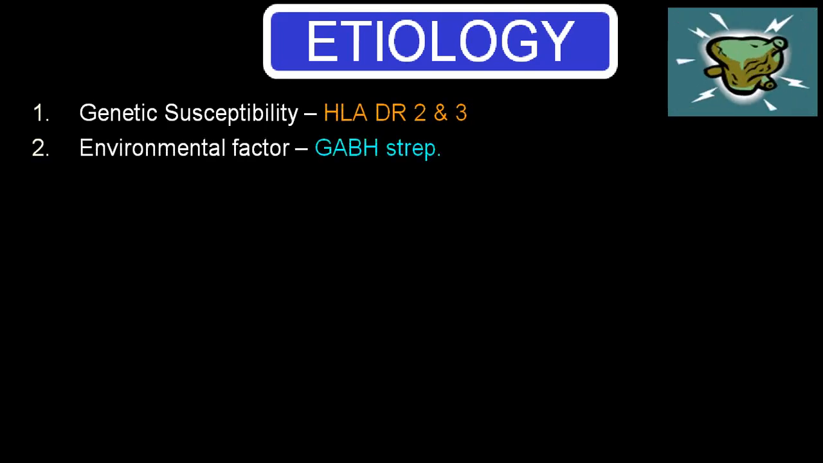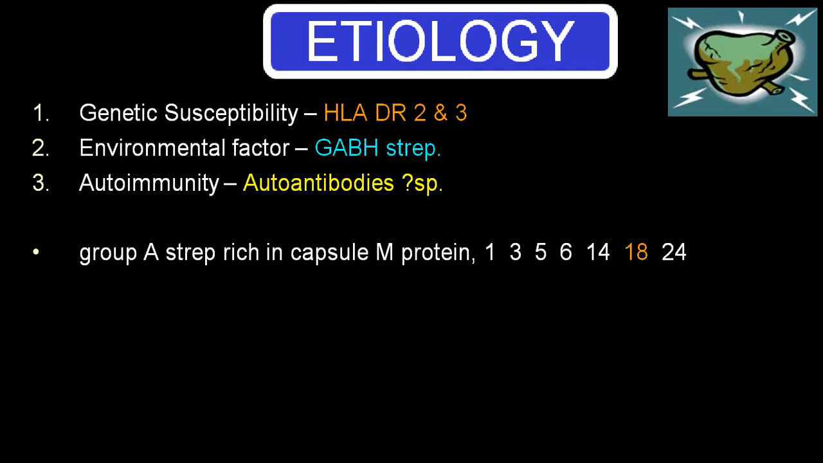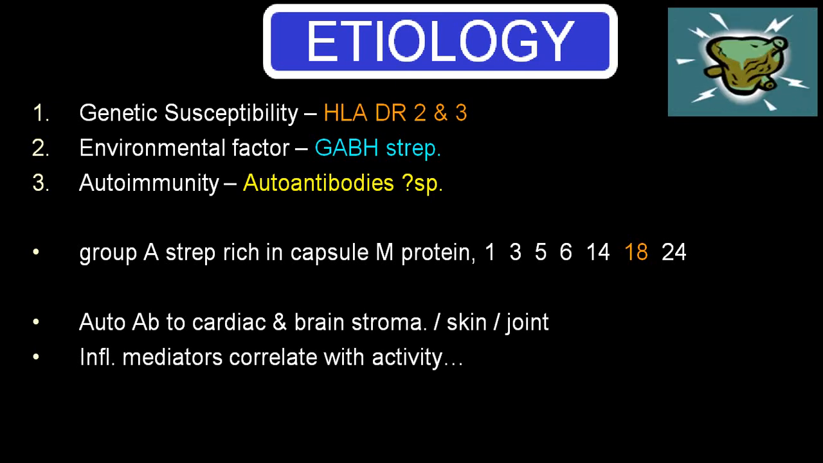Etiology wise, it is group A beta hemolyticus. Genetic character wise, HLA DR2 and DR3. There is a formation of antibodies which are recognized as autoantibodies, and there are certain groups. In group A, it can be 1, 3, 5, 6, 14, 18 and 24. Autoantibodies will be there to cardiac structures like myocardium, pericardium or endocardium, or brain stroma, or to the skin and to the joints. We'll show you in the pathophysiology.